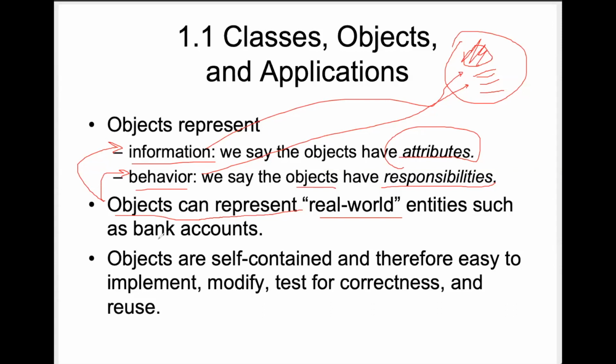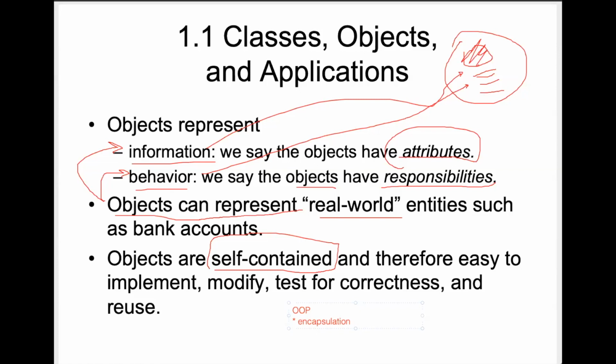Just remember that objects take up memory at runtime. Objects are self-contained and therefore easy to implement, modify, test for correctness, and reuse. When we're talking about self-contained objects, we're going into the core of OOP. There's a couple of cores here. You might have gone through this in your intro Java, but when we're talking about object-oriented programming, the first one is what we call encapsulation. This is similar to what we talked about in data structures, encapsulating information and abstracting information away using interfaces. But here, the encapsulation is self-contained.